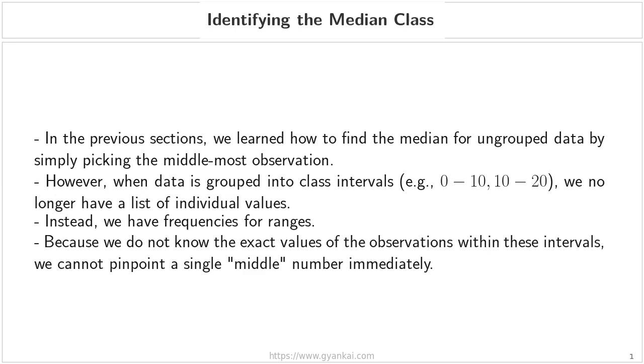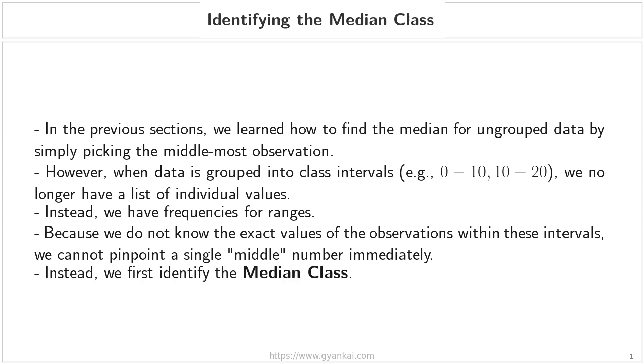Now, here is the problem. Because we only know the range and not the exact values of the individual numbers inside those intervals, we cannot immediately pinpoint a single, exact, middle number like we did before. So, how do we handle this?